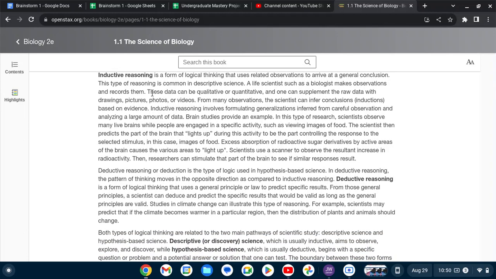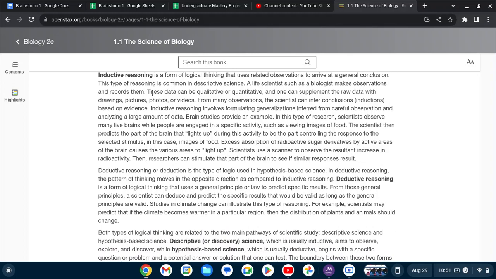Inductive reasoning is a form of logical thinking that uses related observations to arrive at a general conclusion. This type of reasoning is common in descriptive science. A life scientist, such as a biologist, makes observations and records them. These data can be qualitative or quantitative, and one can supplement the raw data with drawings, pictures, photos, or videos. From many observations, the scientists can infer conclusions, inductions, based on evidence. Inductive reasoning involves formulating generalizations inferred from careful observations and analyzing a large amount of data.